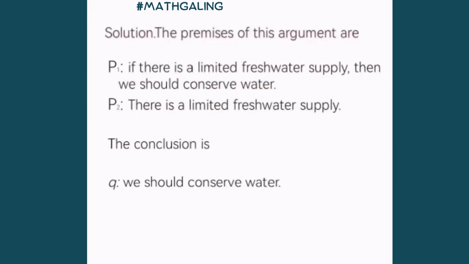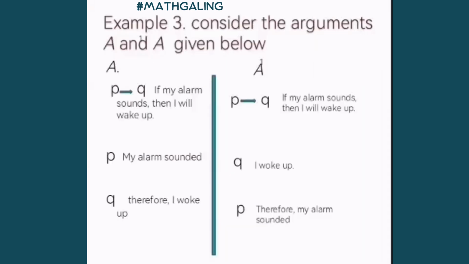In the solution of that, the premises of this argument are the proposition P1: if there is a limited freshwater supply, then we should conserve water; and proposition P2: there is a limited freshwater supply. And the conclusion of that is: we should conserve water. So let's proceed to example number 3.